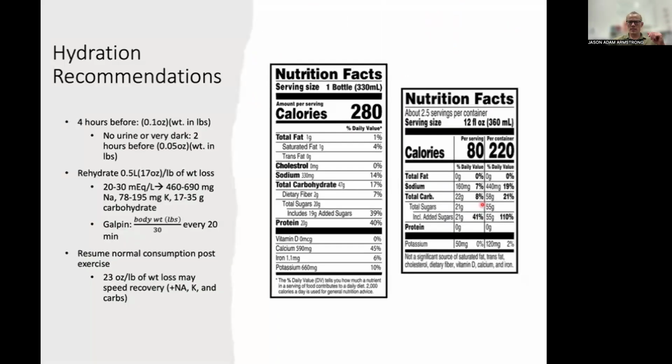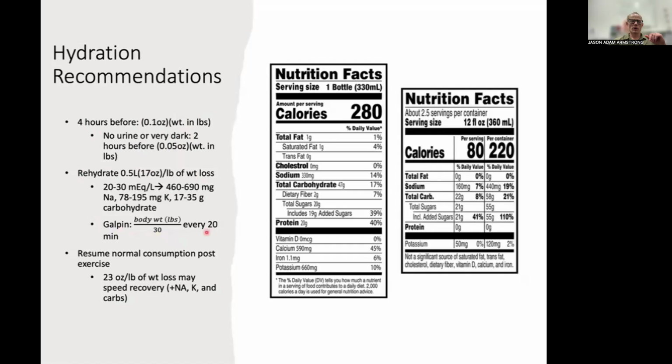Now I want to provide some hydration recommendations. This comes primarily from your text, but I wanted to go over them really quickly. So 4 hours prior to engaging in exercise, ACSM recommends 0.1 ounces times your weight in pounds. So for someone my size, I'd be looking at about 16, 17 ounces of fluid here. If 2 hours before an event, I haven't urinated or my urine is really dark, they would recommend half that amount once again. So for me, about 8 ounces of additional fluid 2 hours prior to an event.